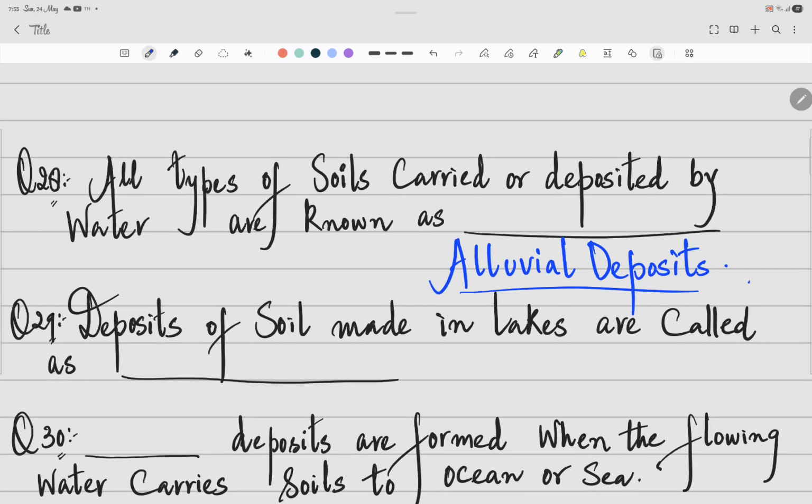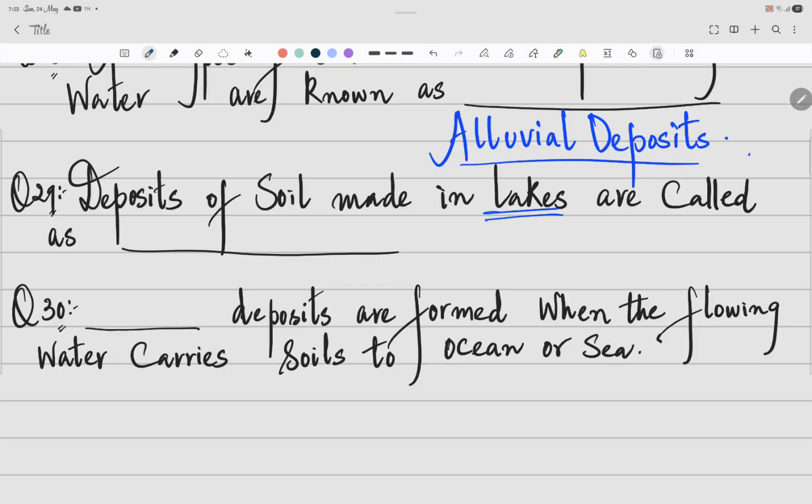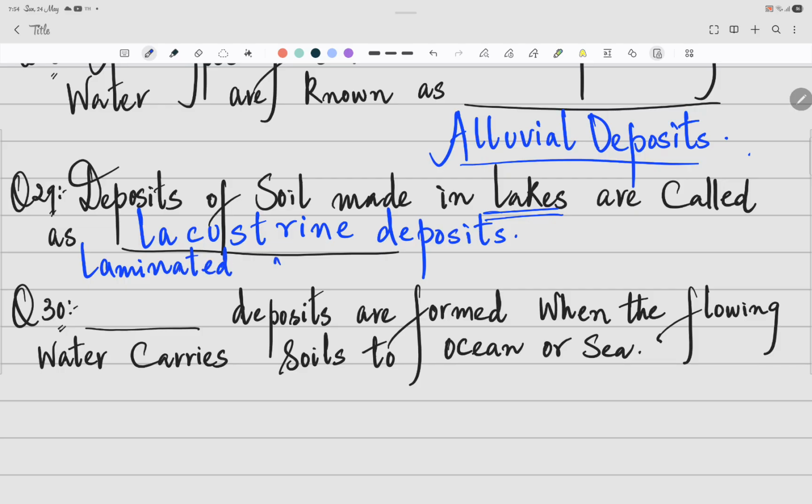All right. Next question is question number 29. Deposits of soil made in lakes are called as. Deposits made in lakes are known as lacustrine deposits. These are the deposits of soil made in lakes. And these deposits are laminated or warped in layers. You must know that these lacustrine deposits are laminated or warped in layers.